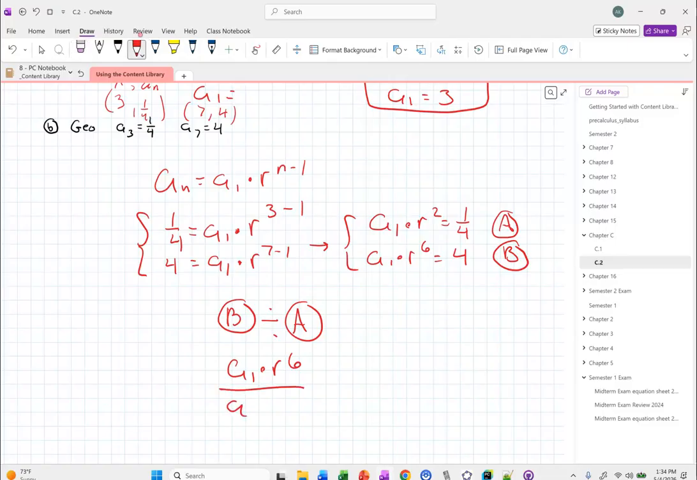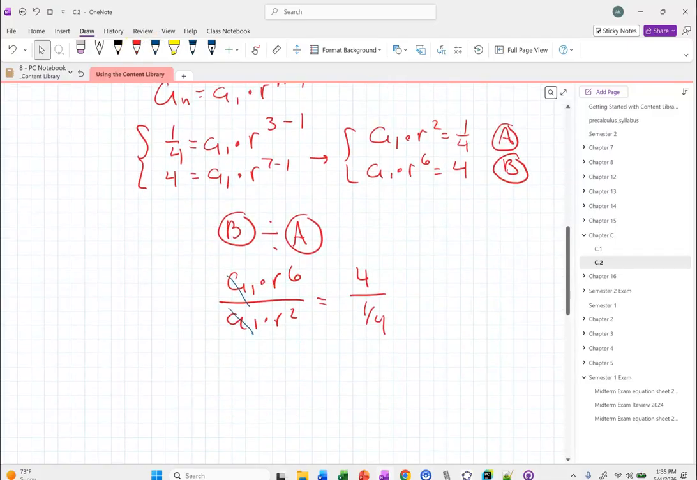So if I divide them, I'll divide the left-hand sides together. And then I'll divide the right-hand sides. Is everybody okay there? If you look at that left-hand side, what do you notice happens? The a1s cancel. And can I combine r to the 6th divided by r to the 2nd? Yes. How do I combine them? Yes. We subtract the exponents. And then I just need to do 4 divided by 1/4, which is 16. Everybody's okay there?